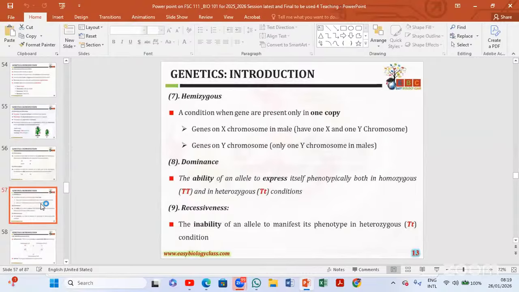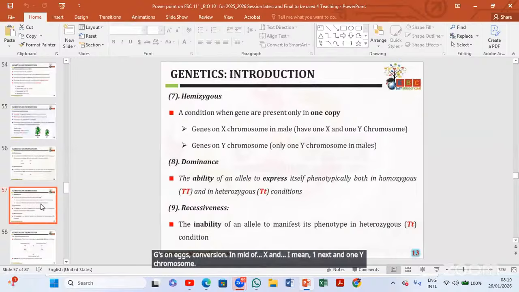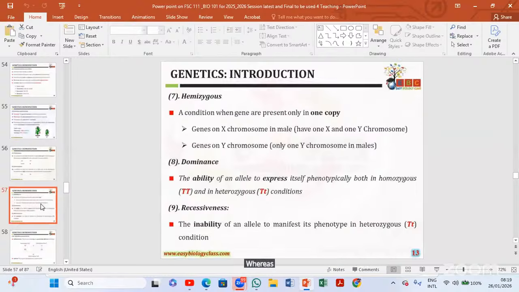Genes on the X chromosome in males: males have one X and one Y chromosome, whereas genes on the Y chromosome occur as only one Y chromosome in males. In females, we have two X, but in males, we have only one copy, only one X and only one Y.